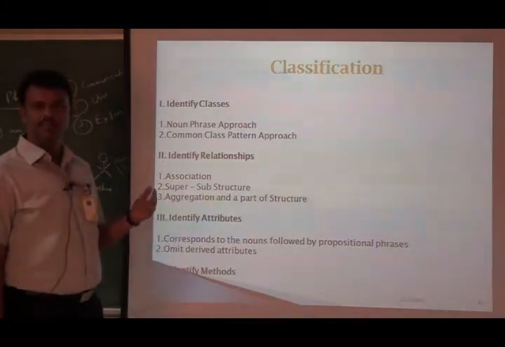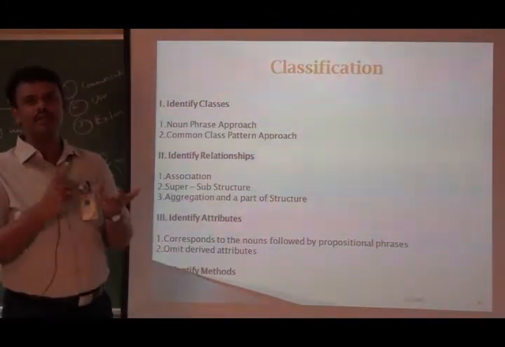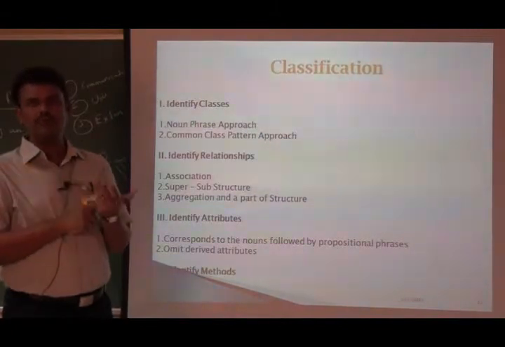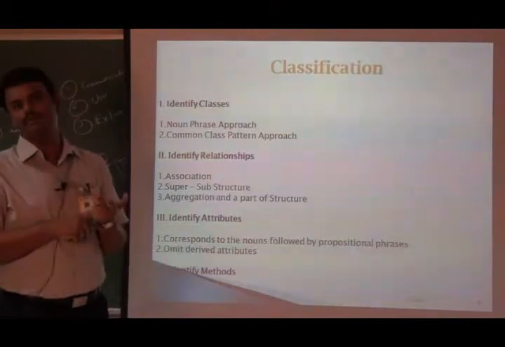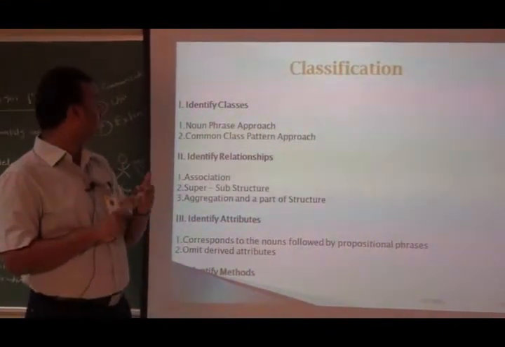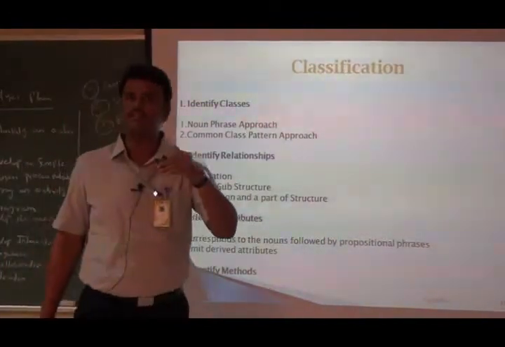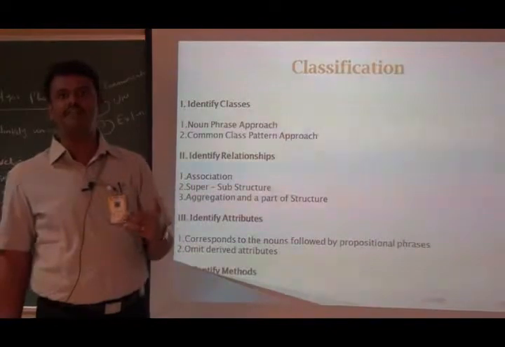What do you mean by classification? The classification is the process of checking to see if an object belongs to a category or not. There are 2 approaches for identifying the classes. The first one is the noun phrase approach. The second one is the common class pattern approach. In the noun phrase approach, the nouns in the textual description are considered to be classes, verbs to be the methods of the classes. Here, we are going to identify the candidate classes.